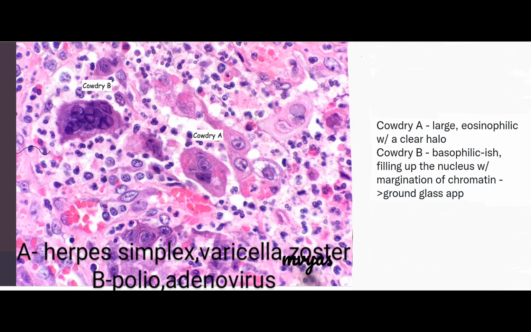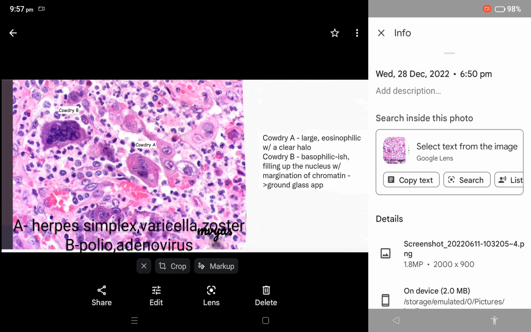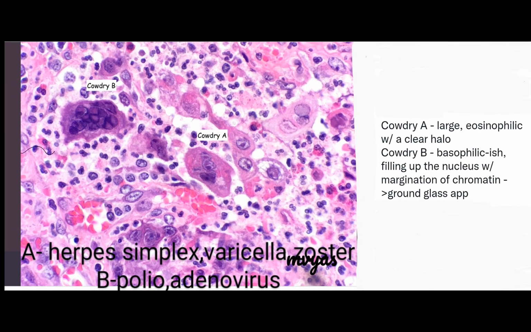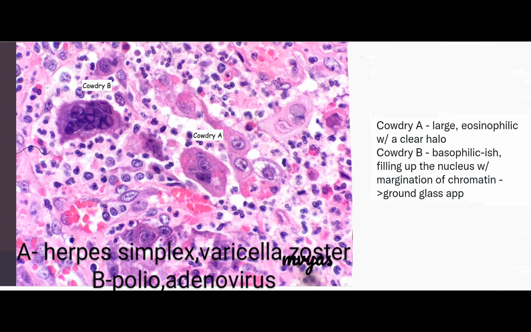Type B, remember by the mnemonic BAP, BAP. B bodies are found in adeno and polio. Cowdry type B are basophilic. They are bluish colored. B for basophilic, B for bluish color, filling up the nucleus with margination of chromatin, more than ground glass appearance.